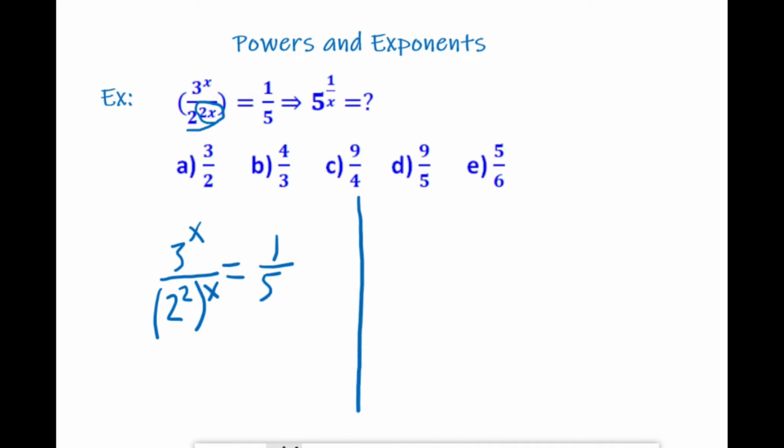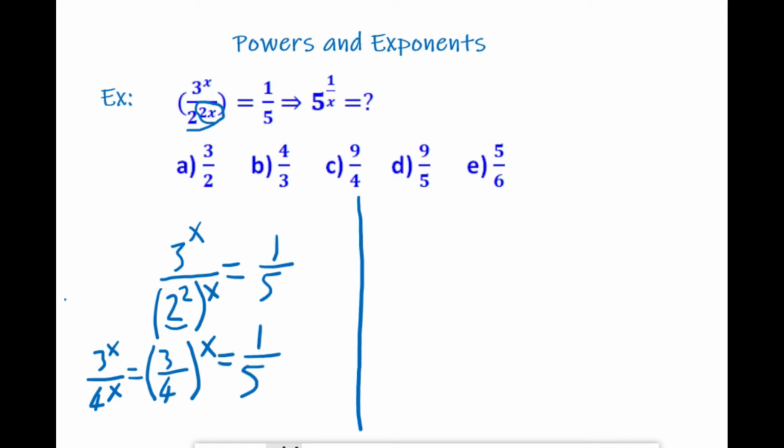Let me divide this part into 2 parts. Here, 2 to the power of 2 is 4. Let me write the expression again. So 3 to the power of x divided by 4 to the power of x is equal to 3 divided by 4 to the power of x. This is going to be equal to 1 divided by 5.